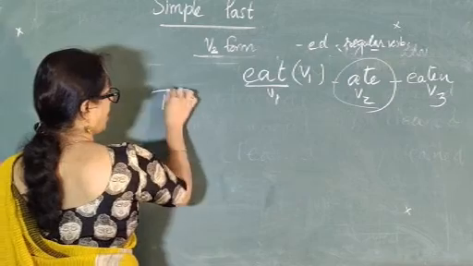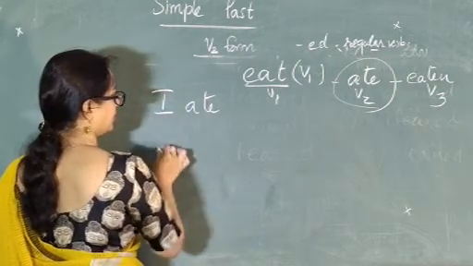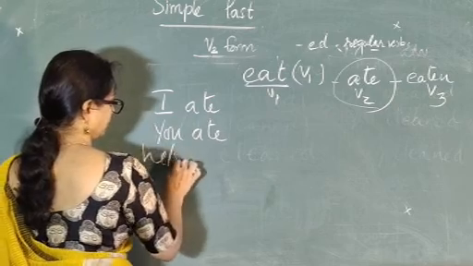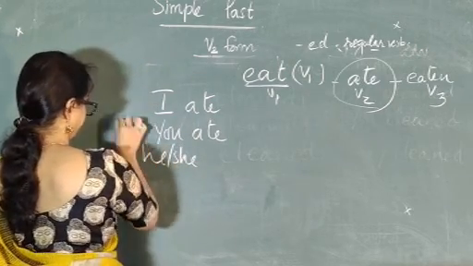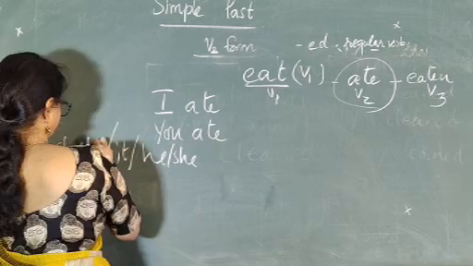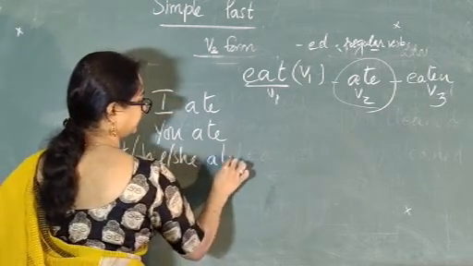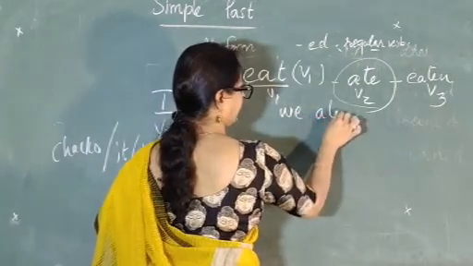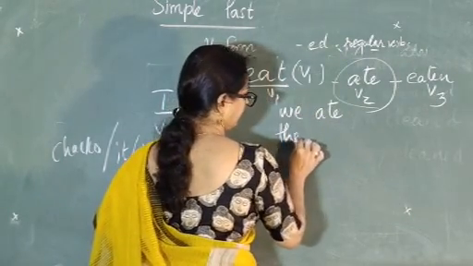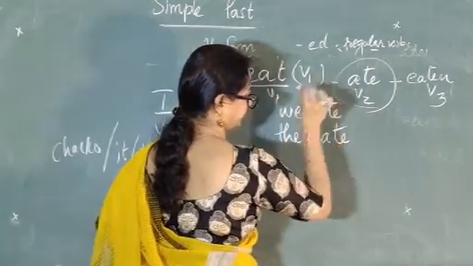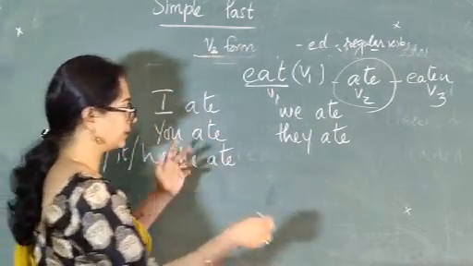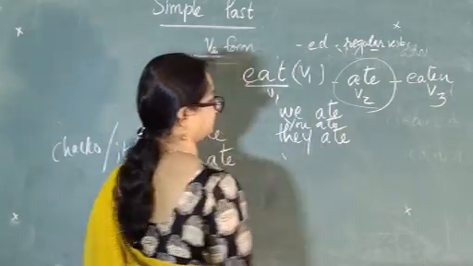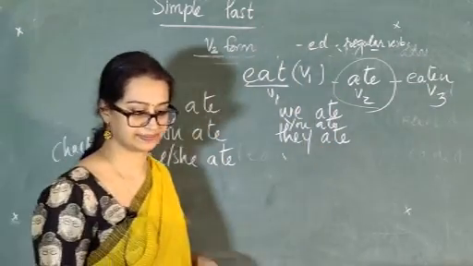Okay, ate is the V2 form. So how would you say? I ate, right? You ate. He, she, it, Chaco, what? Ate. Okay, we ate. They ate. You, as of the whole class, ate. Clear? All right.